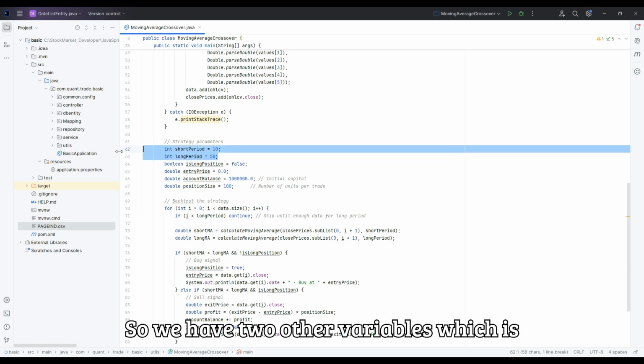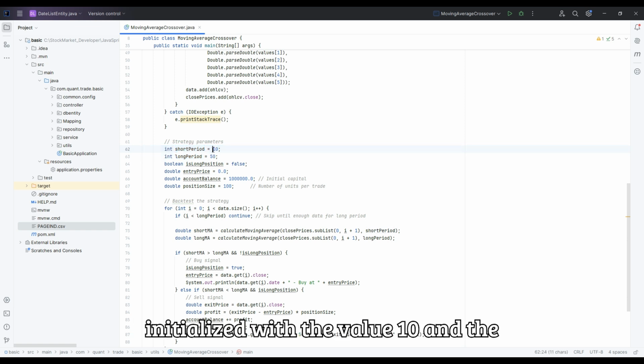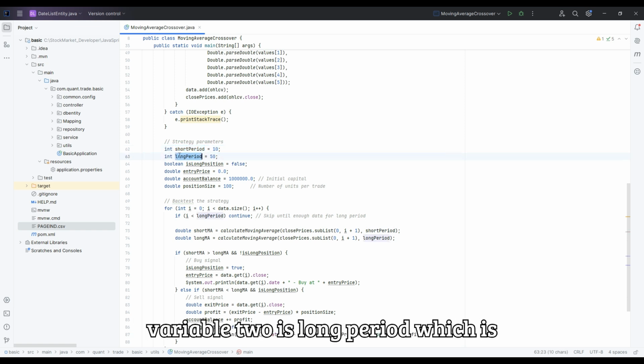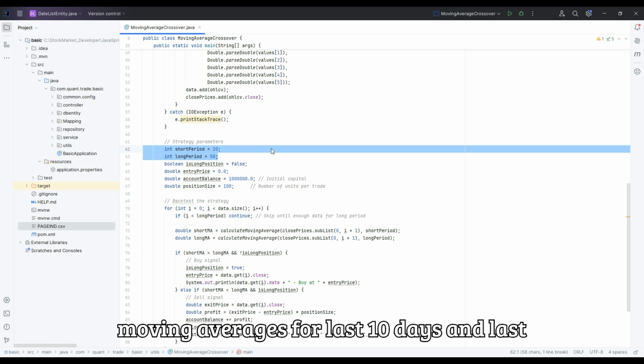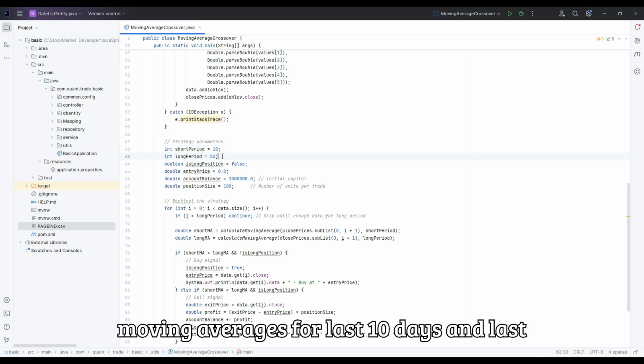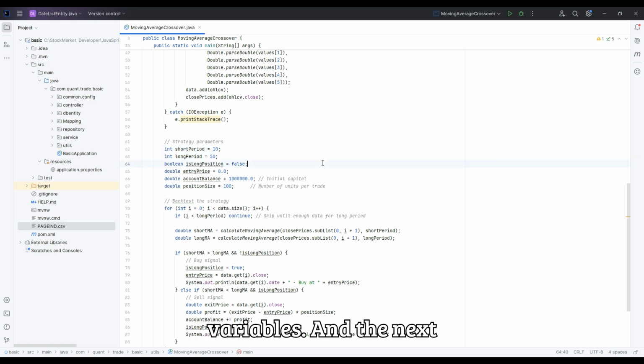So we have two other variables. The first is the short period, which is initialized with the value 10, and the second is the long period, which is initialized with the value 50. Basically, we will be calculating the moving averages for the last 10 days and the last 50 days, so we need these two variables.